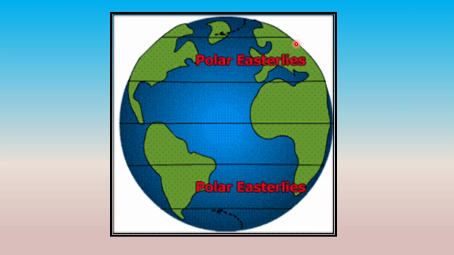Now let us learn about the polar easterlies. These polar easterlies blow from the polar high pressure belt towards the subpolar low pressure belts at 60°, from 90° to 60° north and 60 degrees south latitude. In the northern hemisphere, these winds blow from northeast to southwest direction, and in the southern hemisphere, they blow from the southeast to the northwest direction.